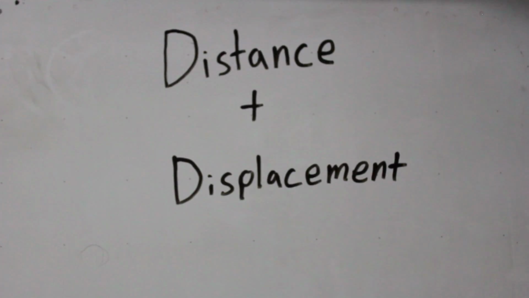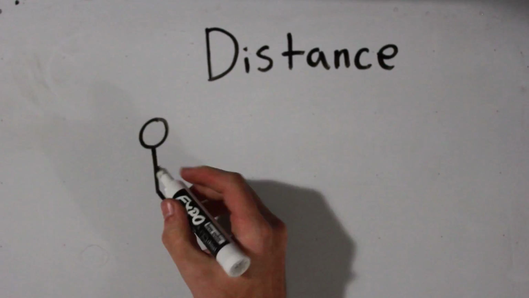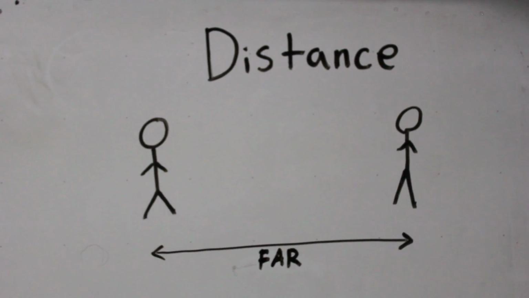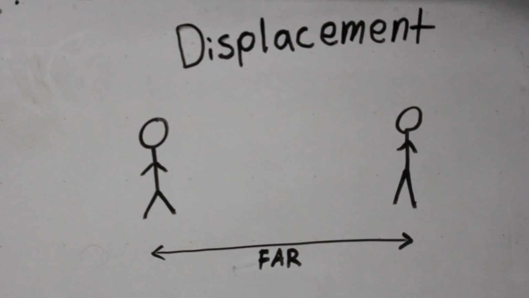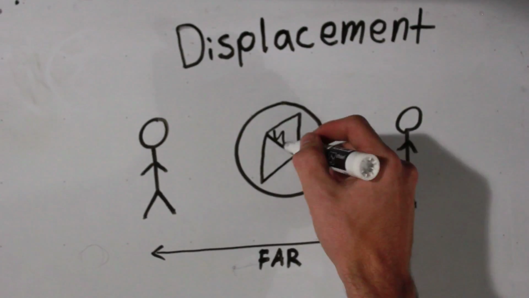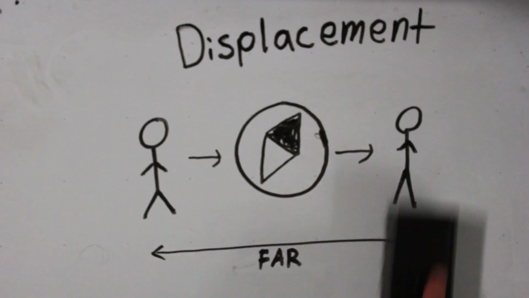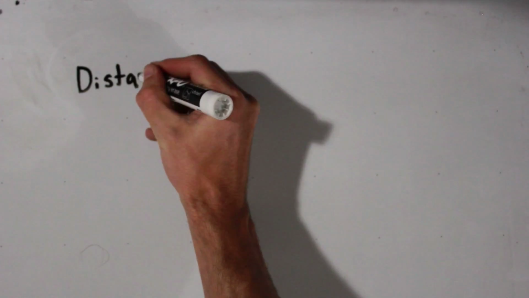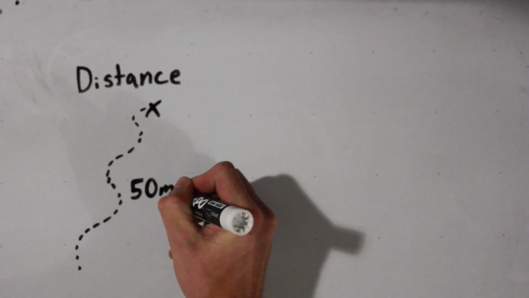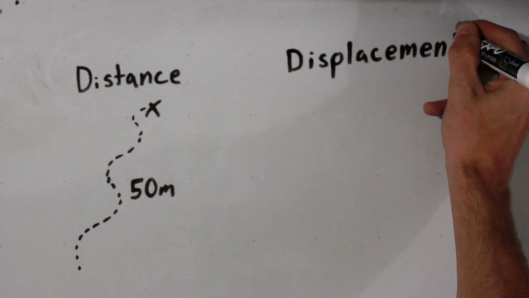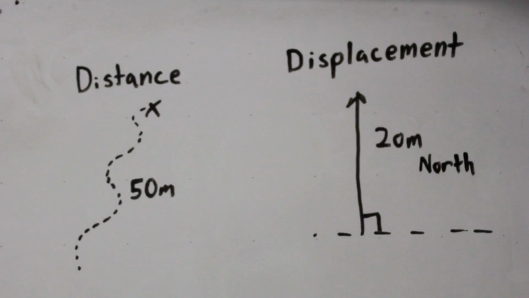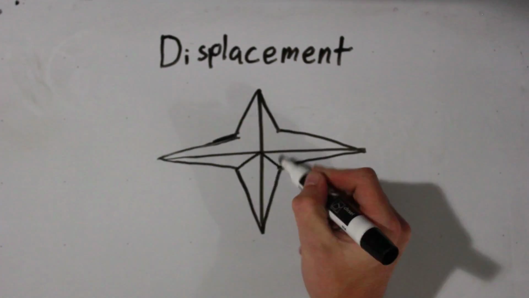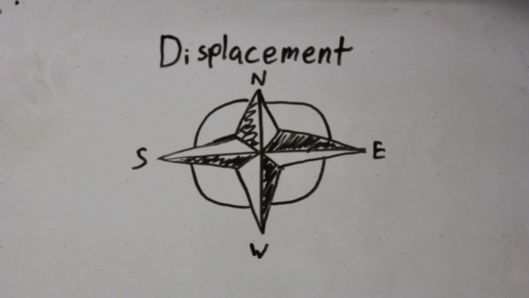Distance and displacement are similar values, but they have some key differences. Distance tells you how far you've traveled or how far you are from something, but that's about all it tells you. Displacement tells you how far you are from a given point and the direction you are from that point. If you were talking about distance, you could say that you've walked 50 meters. If you were talking about displacement, you could say that you were 20 meters north of where you were before. The important thing to remember is that with displacement, you have a direction.